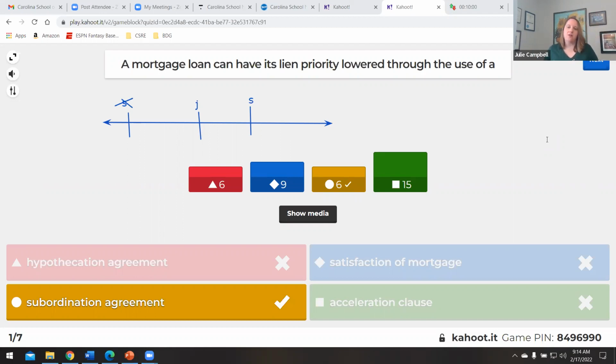The acceleration clause is one of the provisions of our promissory note. The acceleration clause accelerates when the mortgage is due, when the note is due. So for example, in the event of default, if you default on your mortgage, the acceleration clause will kick in and they will demand the whole note due. They've accelerated when it's due.